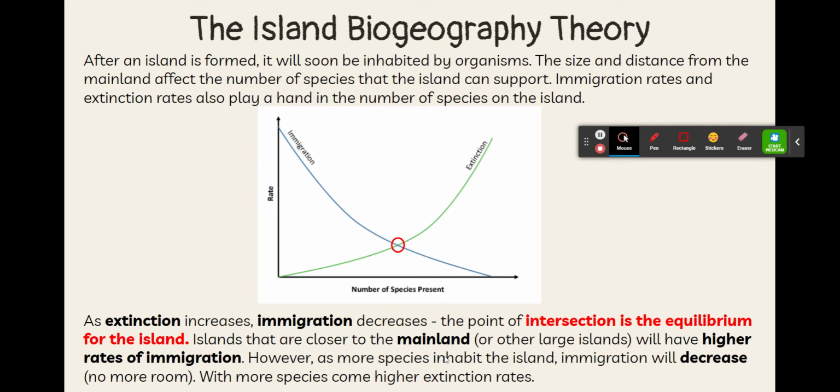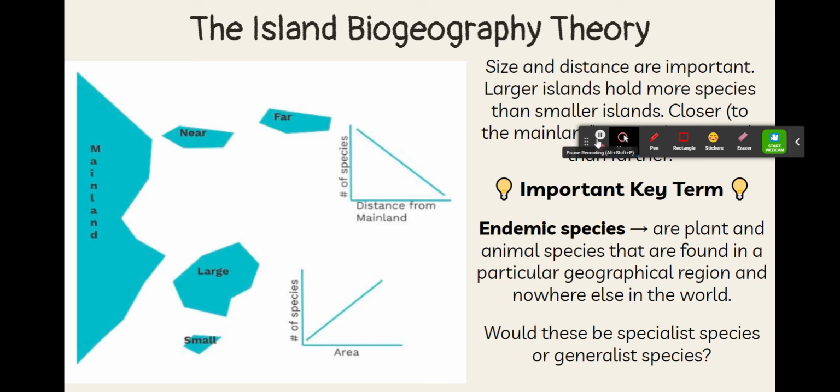Islands that are closer to the mainland or other larger islands will have a higher rate of immigration. However, as more species inhabit the island, immigration will decrease. There's no more room. With more species comes higher extinctions because there are not enough resources on that island to support everyone. So size and distance are important.